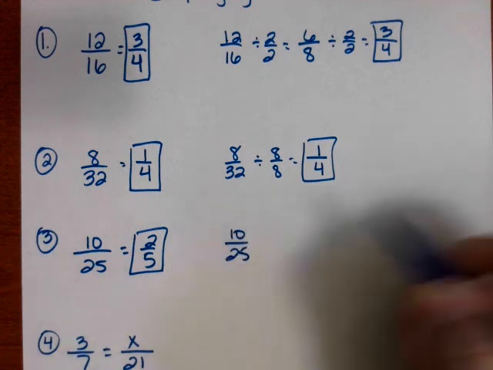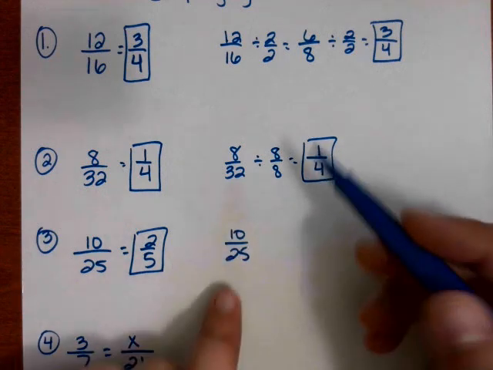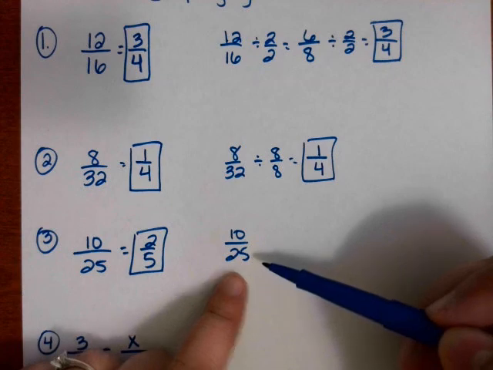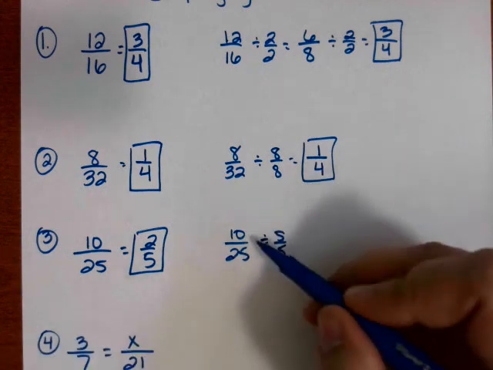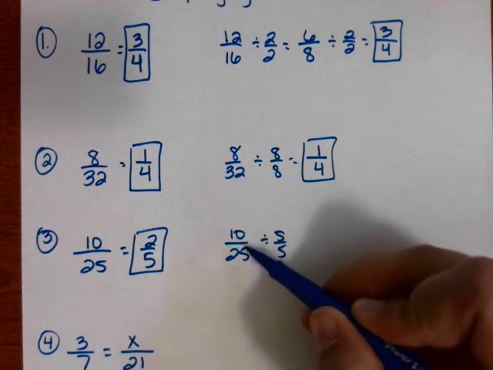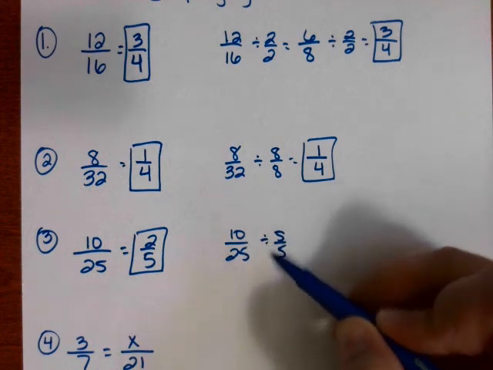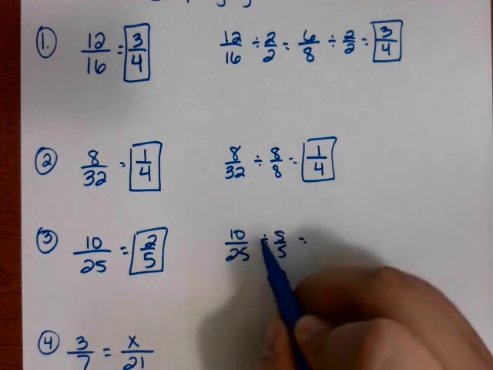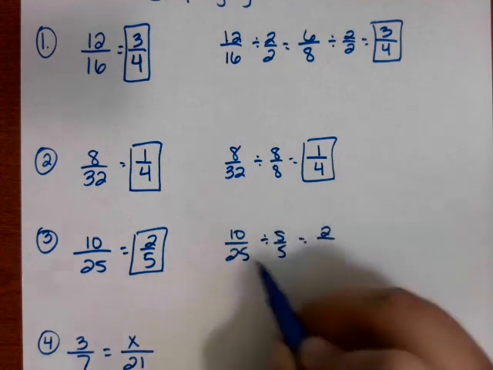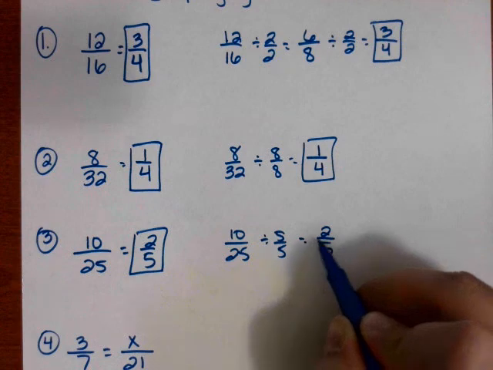Another thing we could have done was, okay, we can't divide it by 2 because they're not both even, but I could divide them both by 5. When the numerator and denominator both end in a 5 or a 0, you can automatically divide by 5. They have a common factor of 5. 10 divided by 5 is 2. 25 divided by 5 is 5.